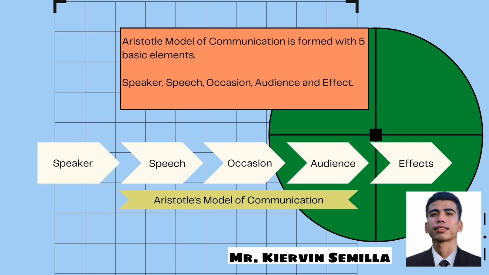So lastly, we have effects. Effects are the positive and negative consequences of the speech. It measures whether the audience is persuaded or not. For example, a marketing manager provides a promotional speech to sell a product. Here, the effect refers to the buying of the customer. The 5 elements of Aristotle's model of communication are speakers, speech, occasions, audience, and effects. So, speakers should follow Aristotle's model of communication to influence the audience positively when speaking in public.